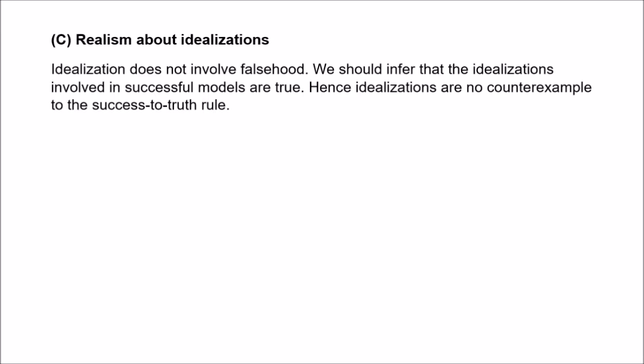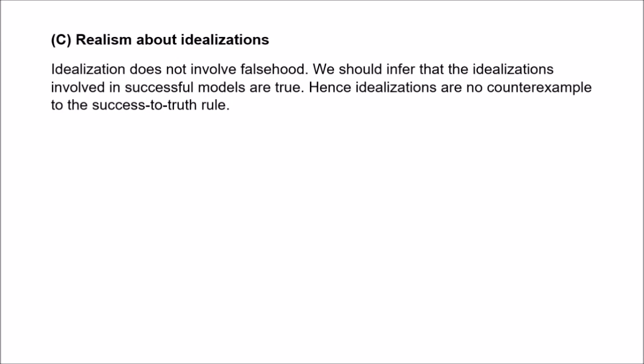Okay, let's turn to the final strategy for defending the success to truth rule. The realist can try to argue that idealization does not actually involve falsehood. Idealized claims can be true in essentially the same way non-idealized claims are, and idealized models and theories are successful because they are approximately true. So idealizations are no counterexample to the success to truth rule. Basically, in this strategy, the realist argues for realism about idealizations, in addition to realism about the non-idealized content.